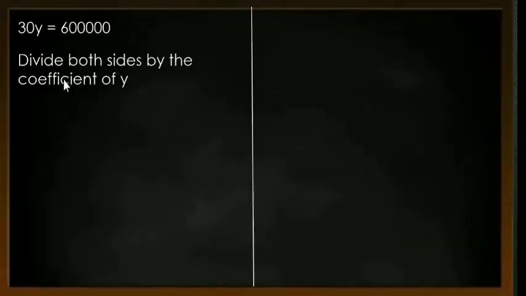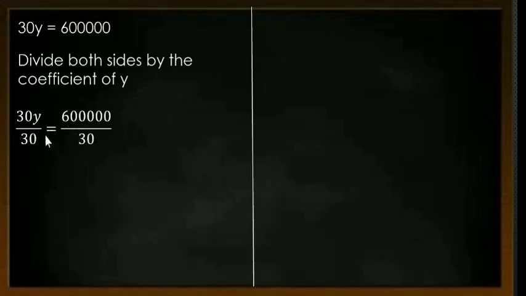Okay, so at this stage in mathematics, in order for you to get your variable, which is Y in this case, you will have to divide both sides by the coefficient of Y, which is 30 in this case. So 30Y divided by 30 is equal to 600,000 divided by 30. So when 30 cancels 30, we have Y to the left hand side, and when 30 divides 600,000, we'll have 20,000. So it therefore means that the man's salary is 20,000 naira.